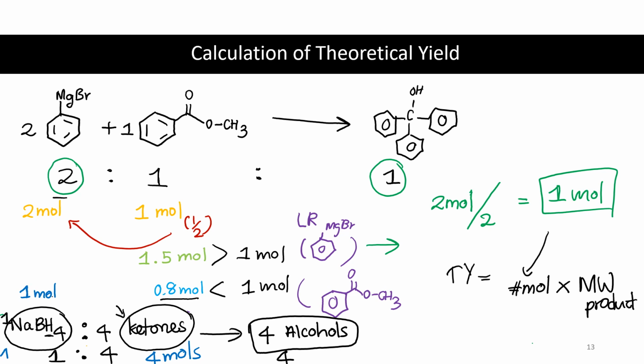So whatever amount of ketones you react, you should be able to obtain the same amount for the alcohol theoretically. And then you can apply the same method as here and get the theoretical yield.